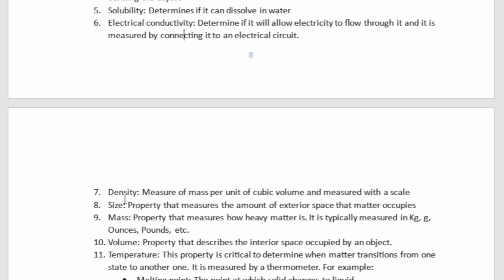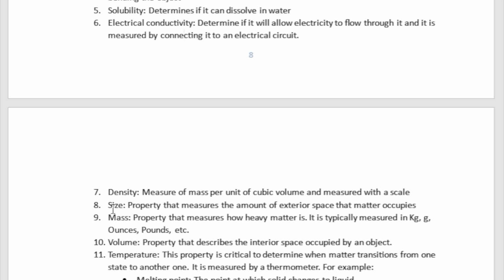What about density? Density measures the mass of a matter per unit of cubic volume. Okay, some items are denser than other items. So for example, paper may not be as dense as your coin. Okay, so a coin is going to be denser than paper.